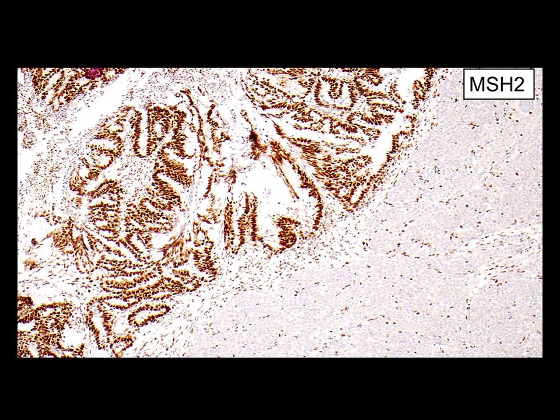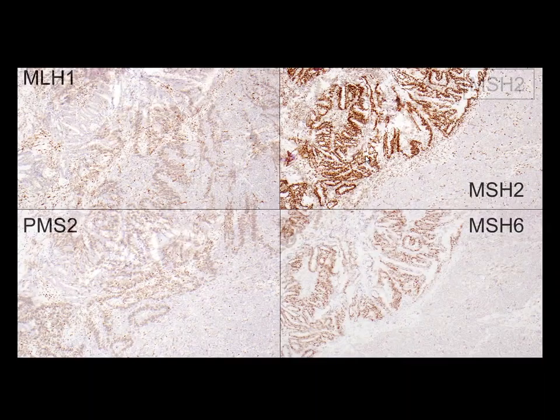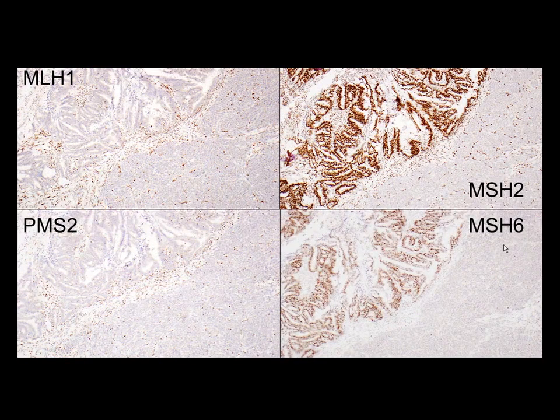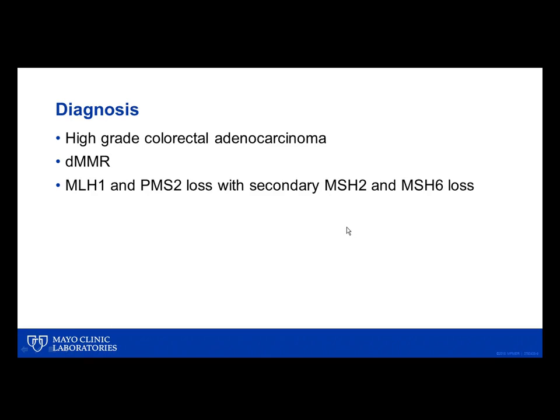If you look at all four antibodies together, MSH2 and MSH6 showed a similar pattern with partial loss of both of those markers, with complete loss of MLH1 and PMS2. This is an example of a high-grade colorectal adenocarcinoma which shows a deficient mismatch repair phenotype, with primary loss of MLH1 and PMS2 and secondary loss of MSH2 and MSH6. This is a somewhat unusual or less common pattern of mismatch repair immunohistochemistry results, but it's a nice illustrative example of how we use mismatch repair results and the way in which we interpret them.